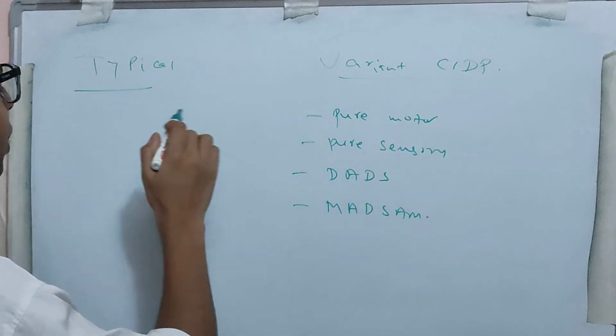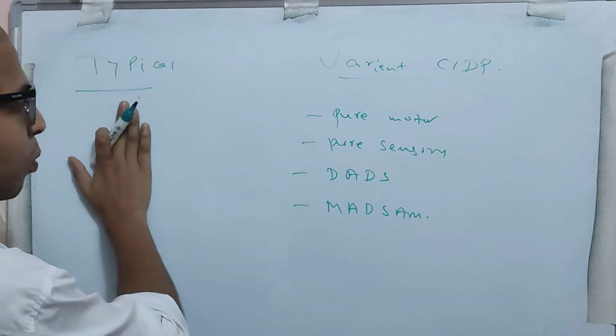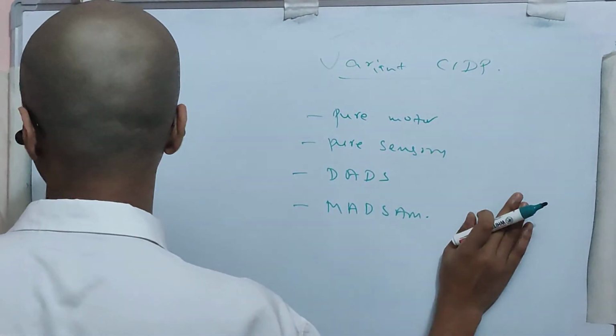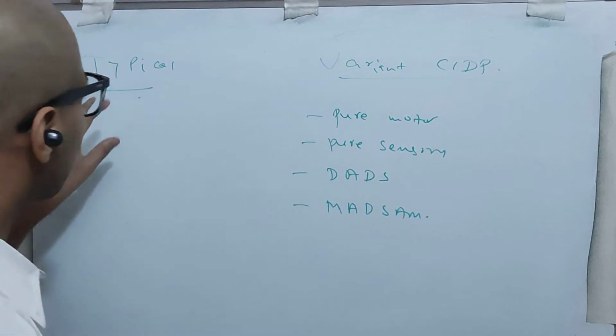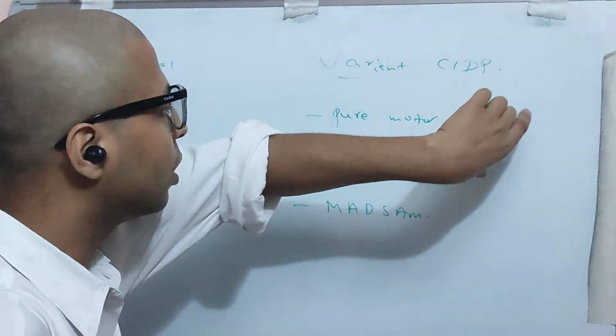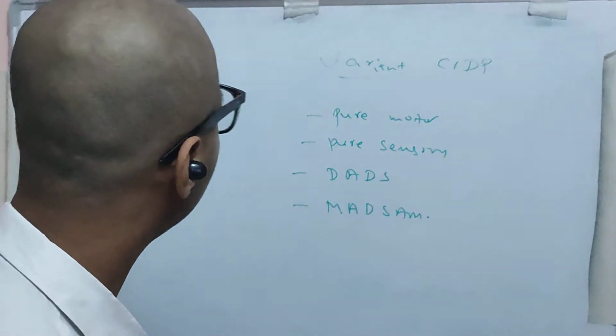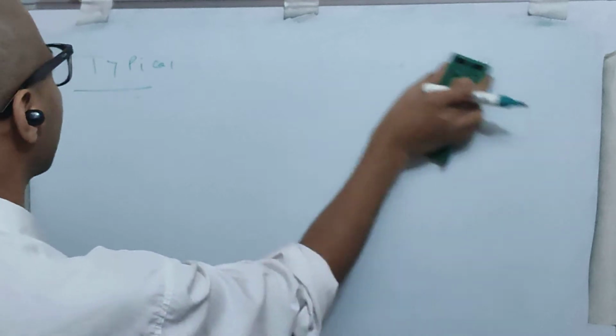Why do we need to know? Because the treatment is different. We'll later see what the treatment is for typical CIDP and for variant CIDP, because the treatment you give for typical CIDP may not respond in variant CIDP. So we have to know briefly about typical and atypical CIDP.